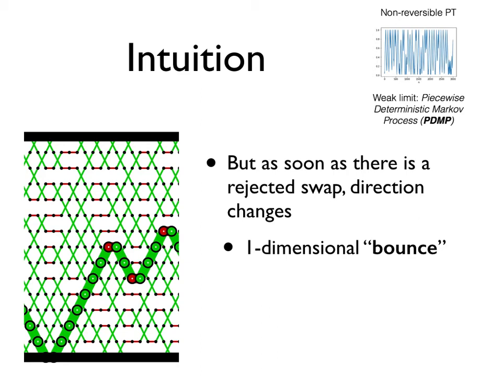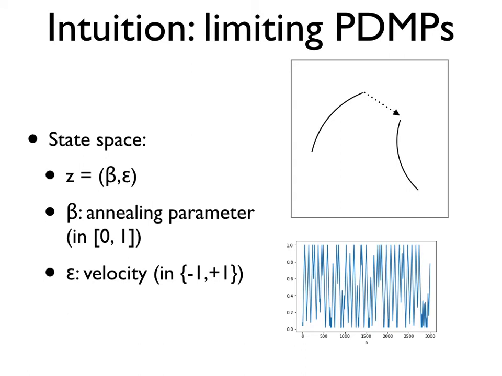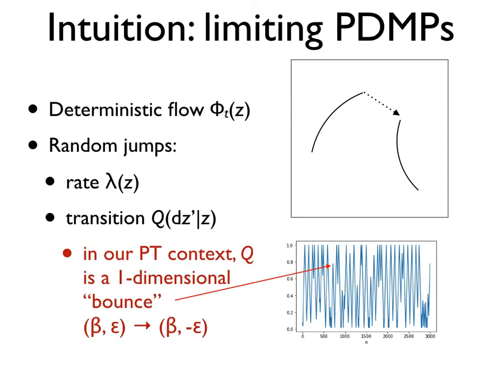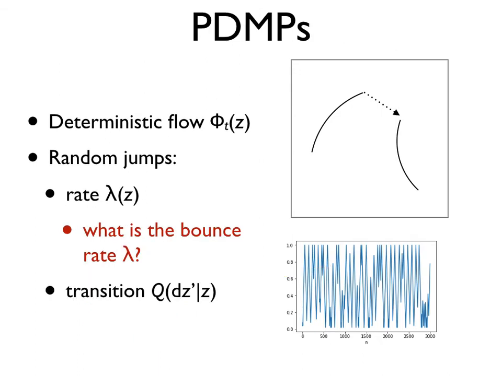So to encode this intuition, we're going to consider a PDMP with an augmented state space, where the state Z is a pair, which is an annealing parameter beta and a direction epsilon, which can be either +1 or -1. So essentially now, with this definition, the transition Q, when there's a jump, is essentially just a one-dimensional bounce. So we're just going to flip this direction epsilon. Now the question is, what is the bounce rate lambda?